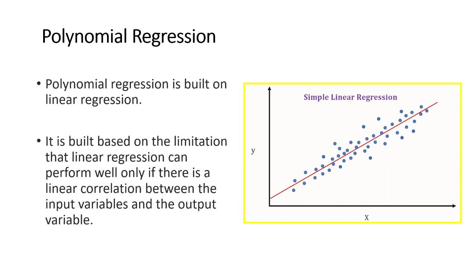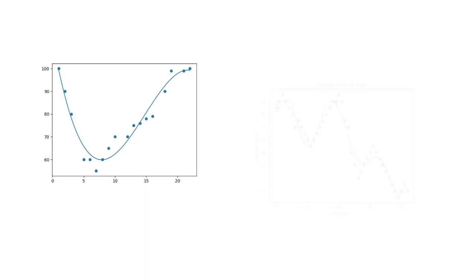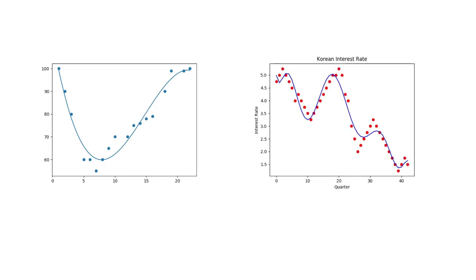So what is polynomial regression? It is actually built on linear regression, and it is built based on the limitation that linear regression can perform well only if there is a linear correlation between the input variables and the output variables. Something like this. But the relationship can be something like this, or something like this, or any other shape, right? Linear regression actually cannot handle this kind of shapes or any other different shapes.